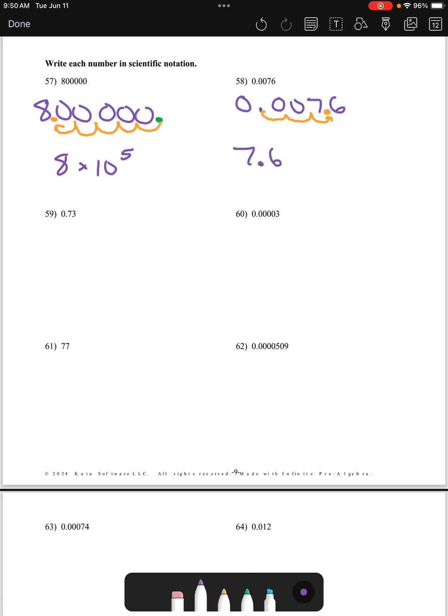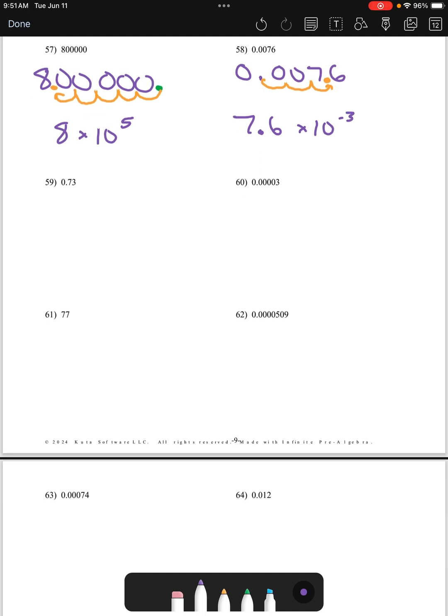So now, how many times did we move it to get it there? 1, 2, 3 places. So we're looking at 7.6 times 10 to the negative third. Negative because we chose to move the decimal point to the right, or because the number is less than 1, whichever of those reasons makes sense to you. And 3 because we moved it 3 places. At this point, this is the idea for conversion from a standard number to scientific notation. So I invite you to pause and attempt the remainder of today's problems, which would be through number 64.